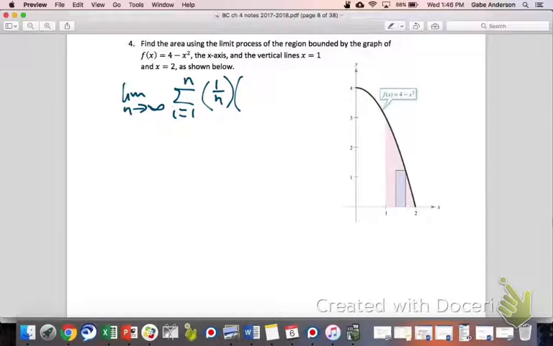And then as far as the output goes, the output is based on f of x. And so it's going to be 4 minus something squared. And it's just up to us really to fill out what the input is. So what did you guys have for the lowest possible input on this interval? 1. Good. So it's going to be 1 plus what? 1 over n i is correct. So we're basically going to move to the right 1 over n each time to get to the next rectangle.